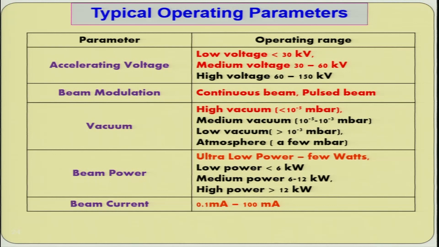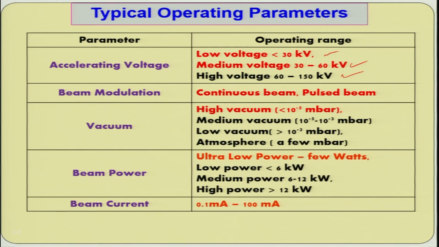Now, these operating parameters are going to decide the performance of the process and, to some extent, the characteristics of the features being machined. Just like accelerating voltage: low voltage is less than 30 kilovolt, medium voltage 30 to 60 kilovolt, and high voltage 150 kilovolt. So, depending upon the workpiece material and the feature you are creating, you will decide whether it should be low voltage, medium voltage, or high voltage.